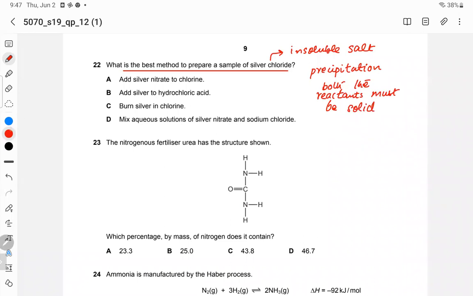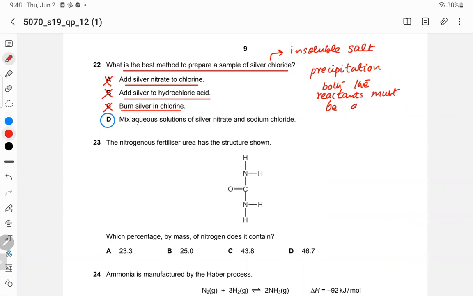So A says add silver nitrate to chlorine. No, chlorine is a gas. Add silver to hydrochloric acid. Hydrochloric acid is a liquid. Burn silver in chlorine. Again, chlorine is a gas. So we are left with only option D. So D is the correct answer. No, not solid, sorry, again my mistake.